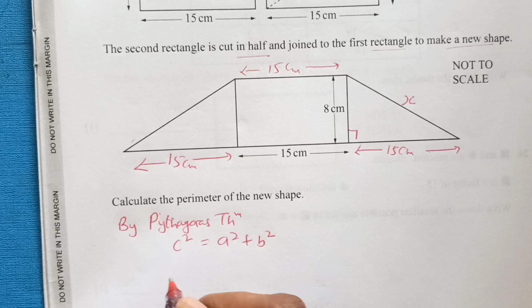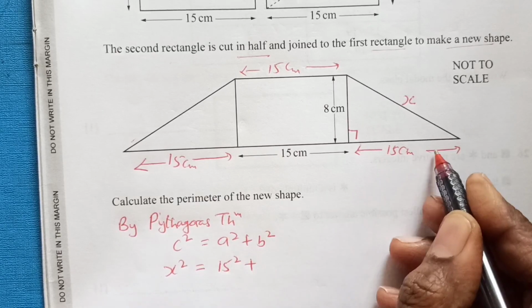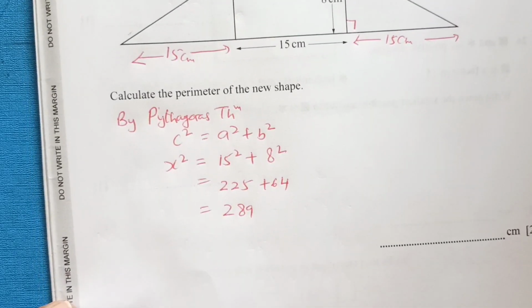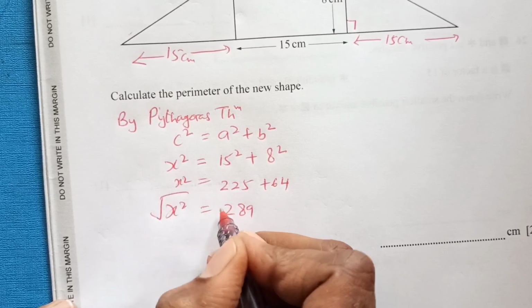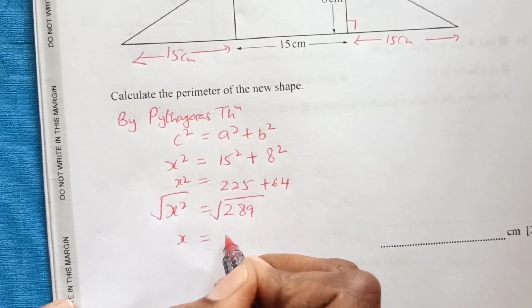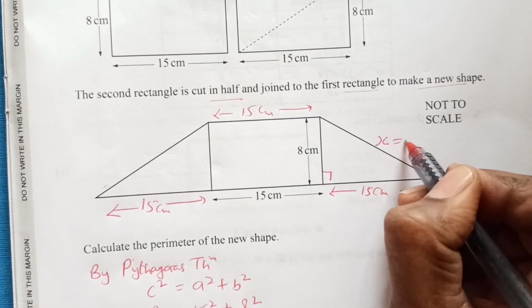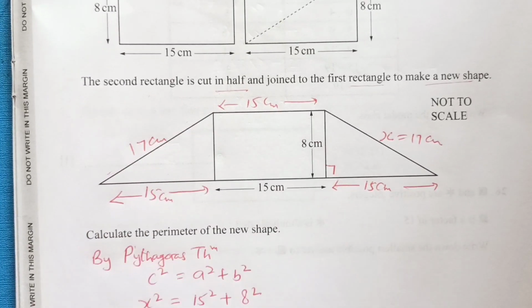C is the hypotenuse, which is x squared. A is 15, plus 8 squared. This is 225 plus 64, which is 289. So x squared is 289. So square root on both sides, x will be 17 centimeters. So we got this is 17 centimeters, and same here, 17 centimeters.